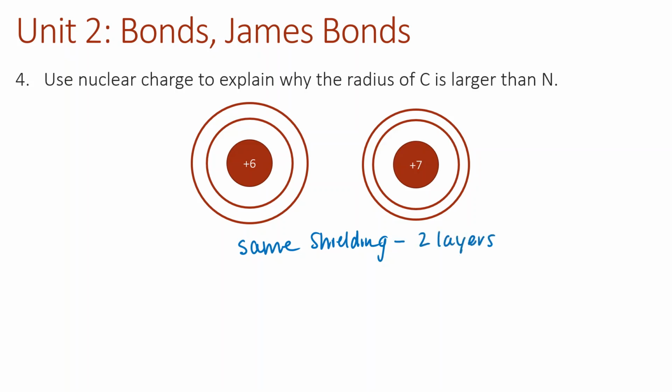So shielding is constant between carbon and nitrogen because they're in the same row. They're in the same period on the table of elements. So then what's the difference here? Well, in one, we have a +6 nucleus and a +7 nucleus. So my +6 nucleus has a lower nuclear charge.